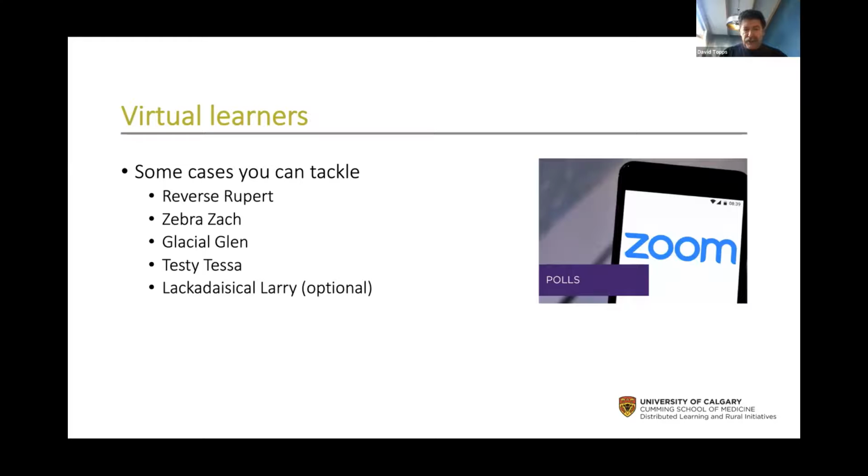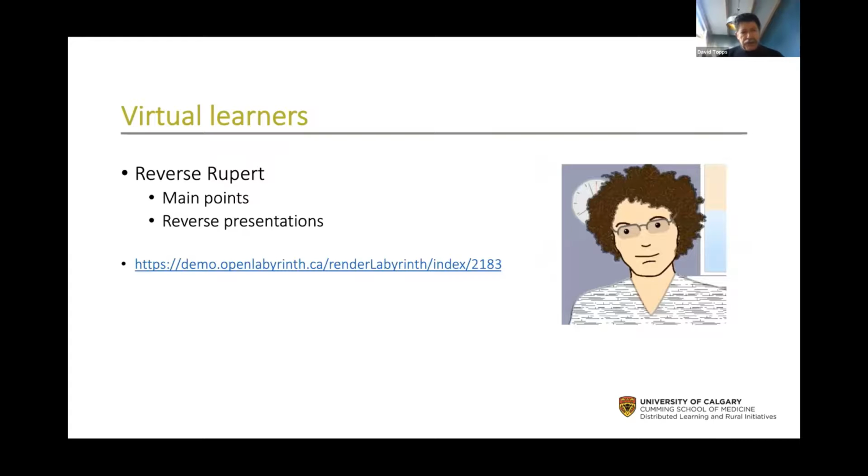Glacial Glen is a resident who's particularly slow, and there's some ways in which to try and get him to speed up. Testy Tessa is somebody who is highly reliant on tests and investigations and over-investigates everything. Lackadaisical Larry is an amalgam of all sorts of problematic cases. Reverse Rupert, and I'll touch on this in a bit more detail just now, is a case where, again, he struggles with this idea of condensing his case. And the main point that comes out of this case, I'll just give you a quick synopsis so you can decide whether you want to actually try the case later, is the idea of reverse presentations.